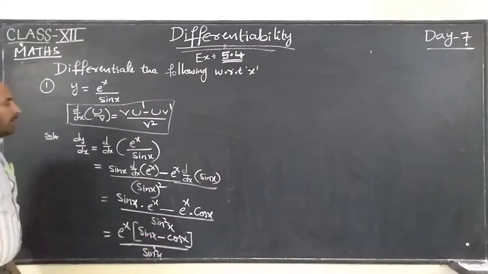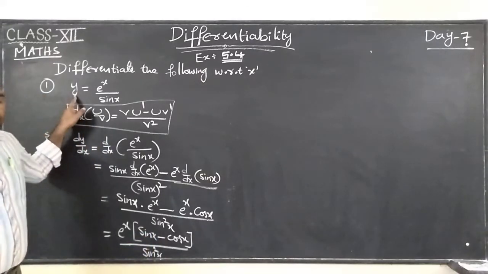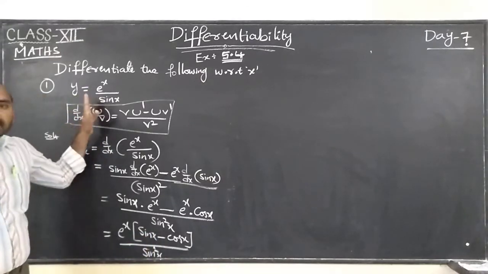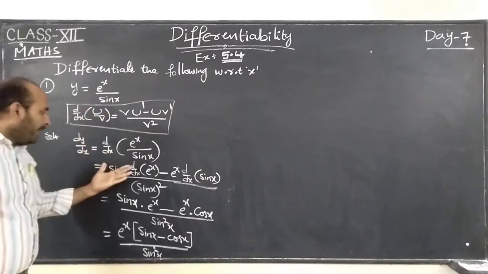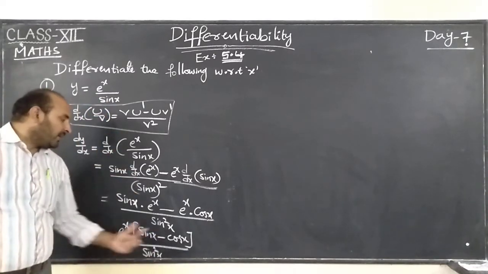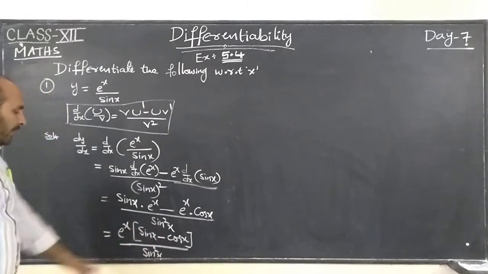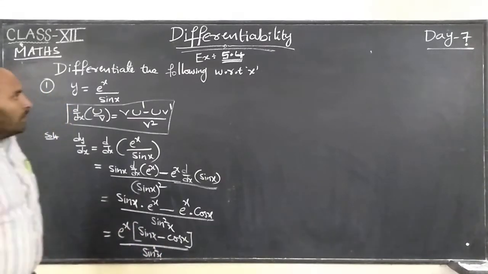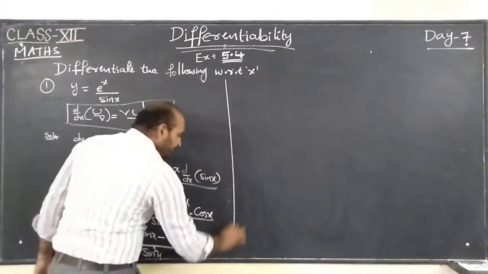So here the given function e power x by sin x is handled by the quotient rule. Applying it, you will get the solution e power x into sin x minus cos x divided by sin square x. Now coming to the second problem.